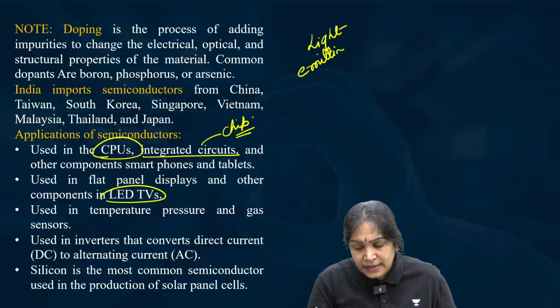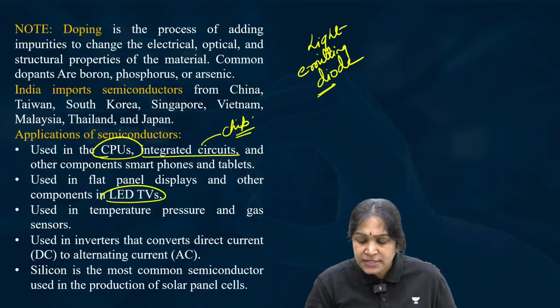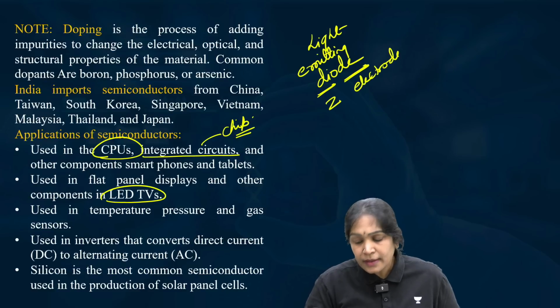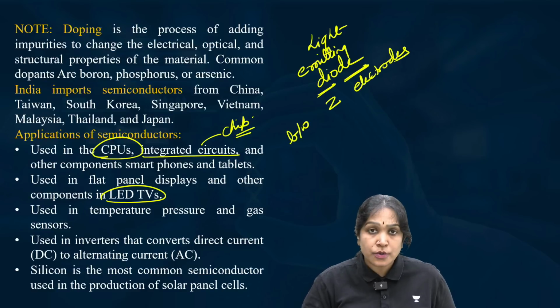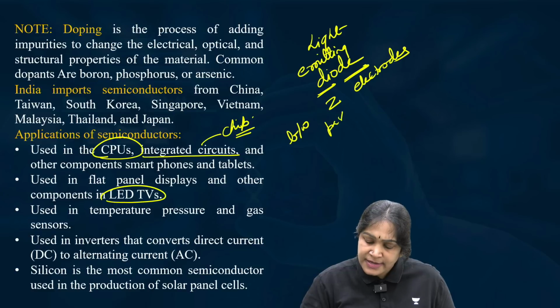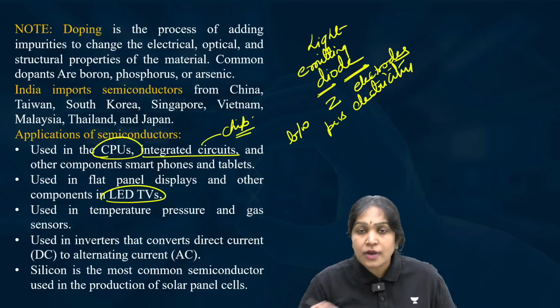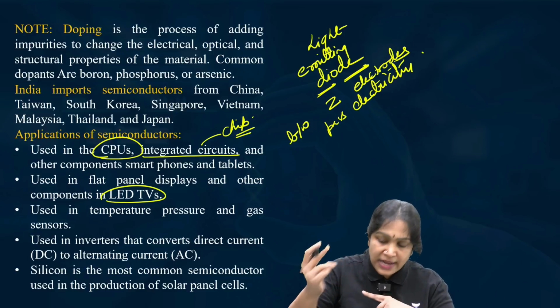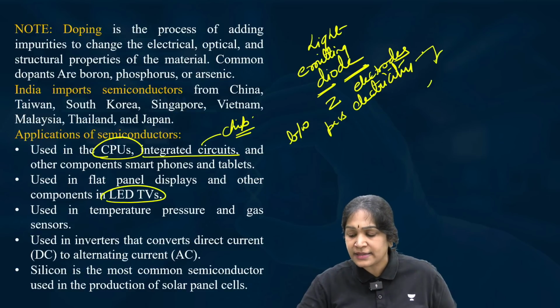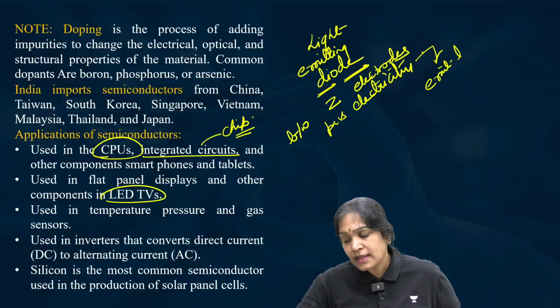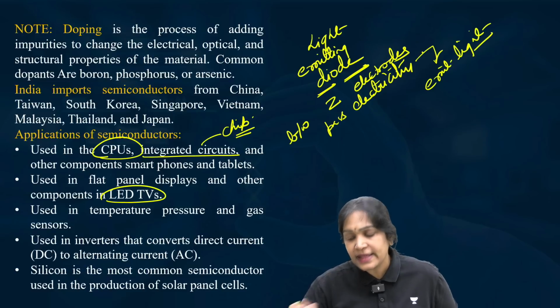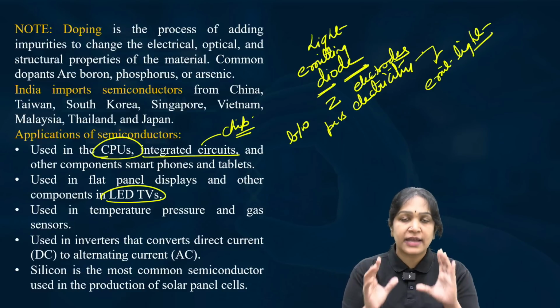Light emitting diode. Diode: di means two, ode means electrodes. So between two electrodes, when you pass electricity, when the electrons pass through the two electrodes, it will emit the light. That is the mechanism of LED.